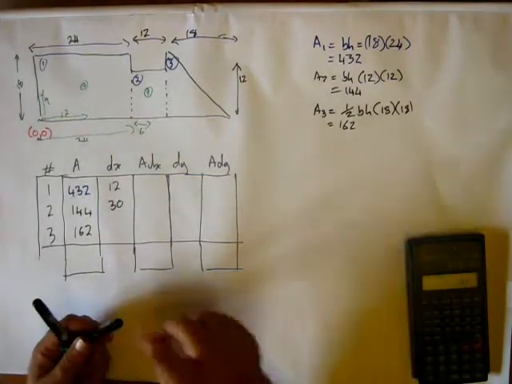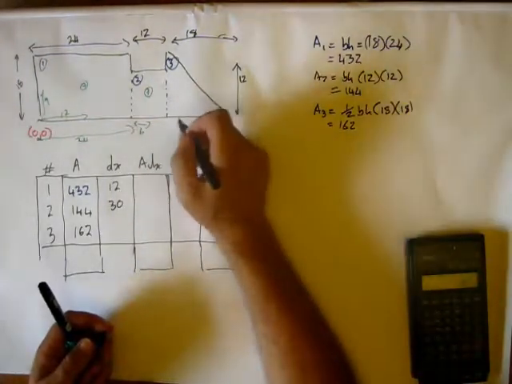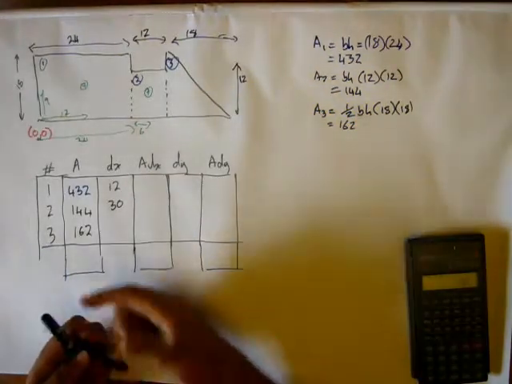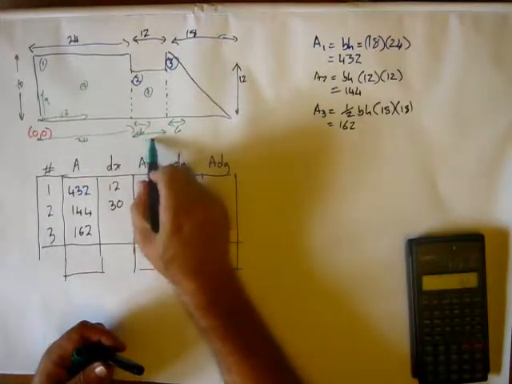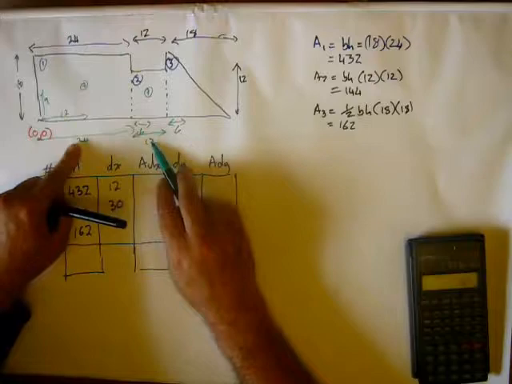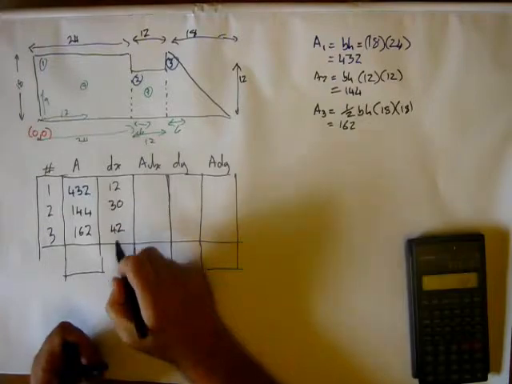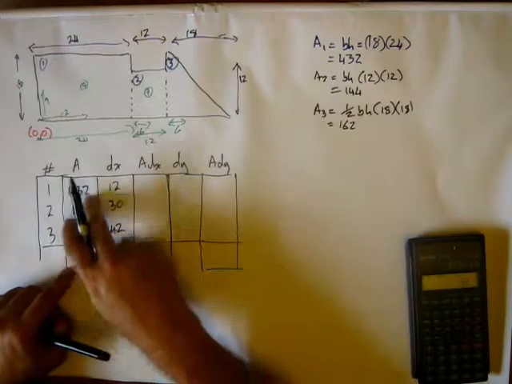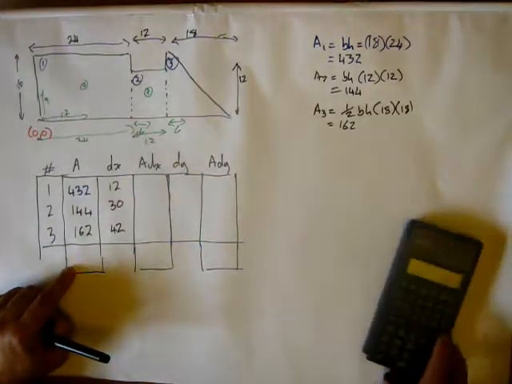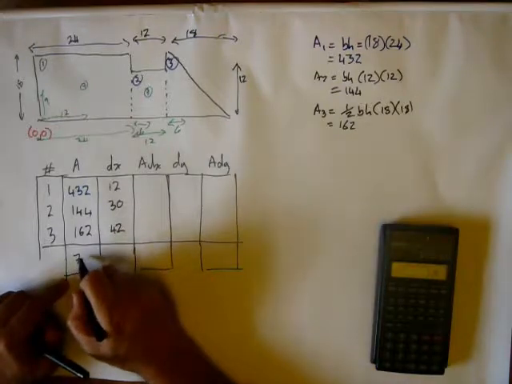And then the third one, remember, the centroid for a right-angled triangle is a third along, a third up. So the third one is also going to be 6 along. So 6 plus 24 is 30, plus 12, 42. So the distance is 42. Then what we do is we multiply these numbers together. Let's add up the total of that. First of all, let's find out what our total area is. 162 plus 144 plus 432 equals 738.